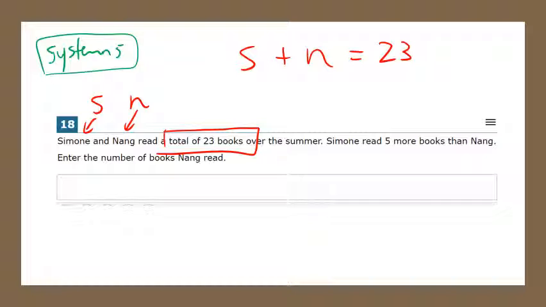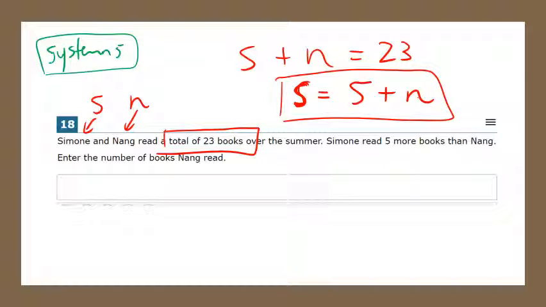Next, I take the second sentence and it says Simone read 5 more books than Nang. So here is an expression that I can write. Whatever Simone read, I know that it was 5 more than what Nang read. So this right here is my system of equations. Now the cool thing about this is that this is a substitution problem. So notice that the second equation is already solved for S.